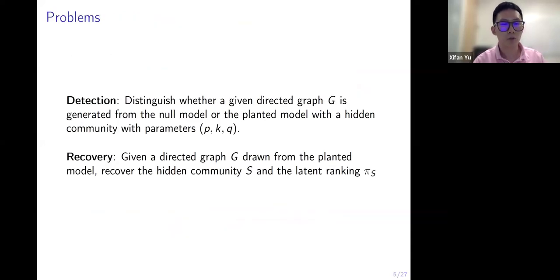We consider the following two fundamental problems for these random models of directed graphs. We first consider the detection problem, where we want to distinguish whether a given directed graph G is generated from the null model or the planted model. We also consider the recovery problem, where given a directed graph G generated from the planted model, we want to recover the hidden community S and the latent ranking pi.